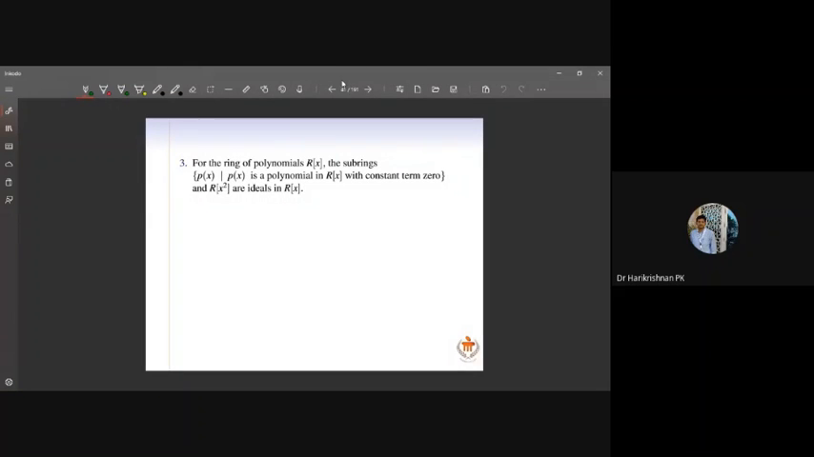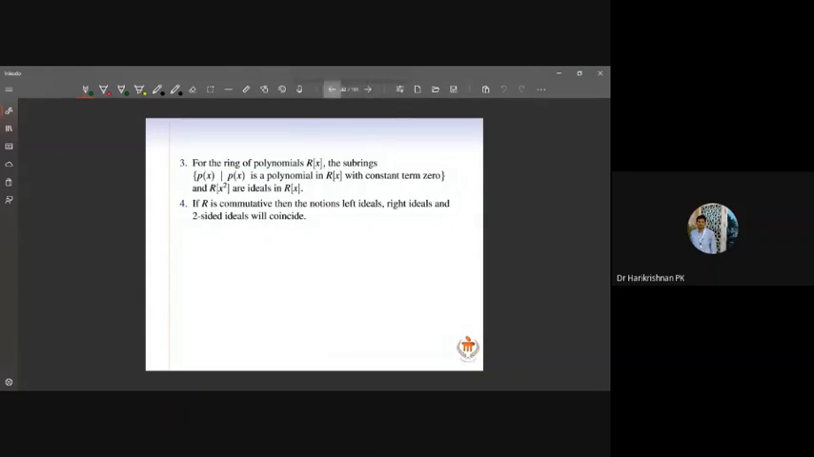Now we have discussed the ring of polynomials R[x]. We have discussed two types of subrings: one is the ring of polynomials in R[x] with constant term 0, as well as R[x²]. We have told that these two are subrings of R[x]. Obviously you can verify that they are ideals in R[x]. You can verify the left and right ideal condition here. So in the ring of polynomials R[x], the set of all polynomials with constant term 0 as well as R[x²] are ideals in R[x].